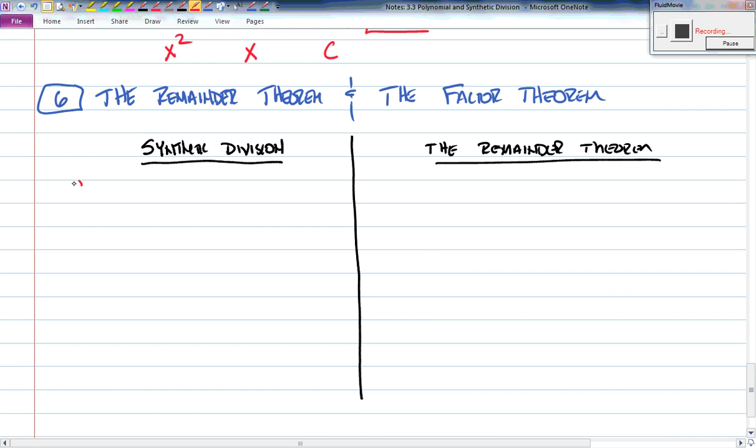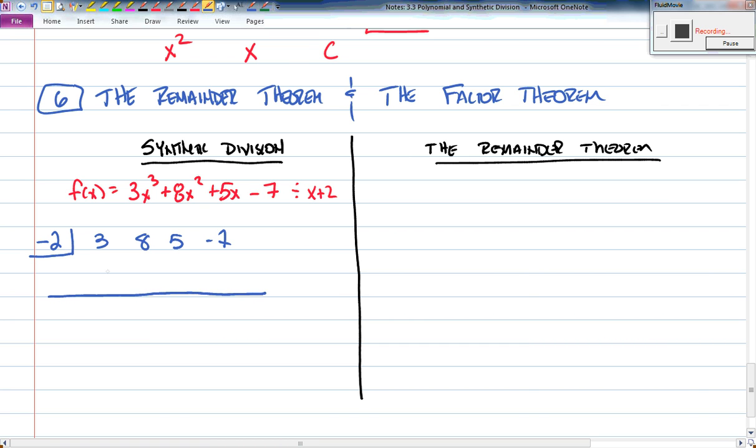Okay, let's say I give you a function f of x is equal to 3x to the third plus 8x squared plus 5x minus 7. And let's say I would like to divide this particular function by x plus 2. On the left-hand side here, we are set up to use synthetic division because we're dividing by a binomial. So I'm going to set up negative 2, and I'm going to put 3, 8, 5, and negative 7. Skip a line, draw a line.